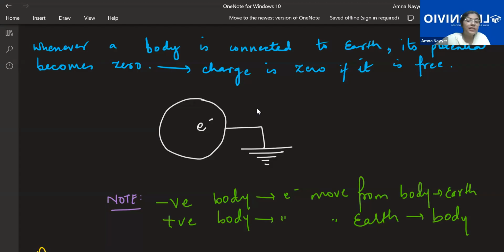So how do we decide whether the electrons will go from earth to body or body to earth? You just see this. For a negatively charged body, electrons move from the body to the earth. And if it's a positively charged body, from earth to the body. Though this we'll see in potential, where the potential becomes zero and lots of things will come.